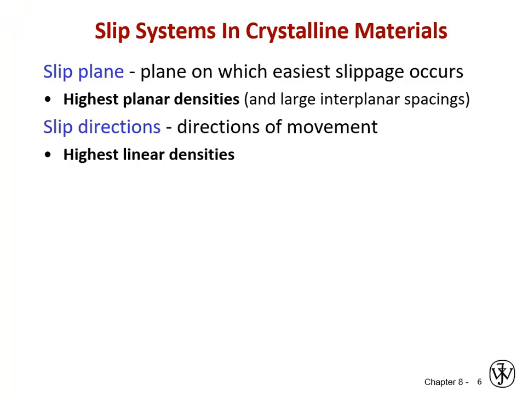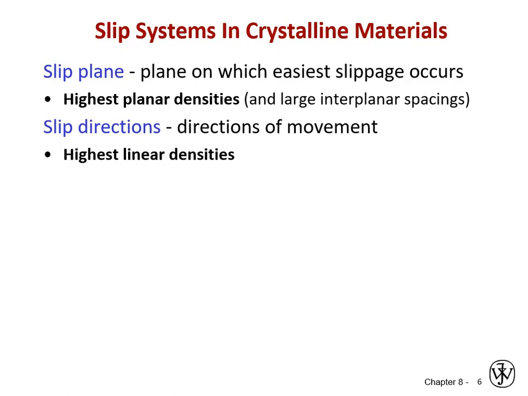Okay, slip systems in crystalline materials. A slip plane is the plane on which easiest slippage occurs, and these are crystallographic planes in the case of our metals, which are deforming. The highest planar densities have the largest interplanar spacings, and that is indeed why those high densities, those closer packed planes, are easiest to slip.